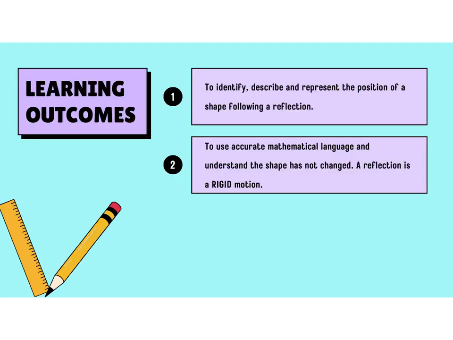So by the end of this lesson, you should be able to identify, describe, and represent the position of a shape following a reflection, and you should be able to use accurate mathematical language and understand the shape has not changed. Remember, a reflection is a rigid motion. That means its size and its shape do not change.